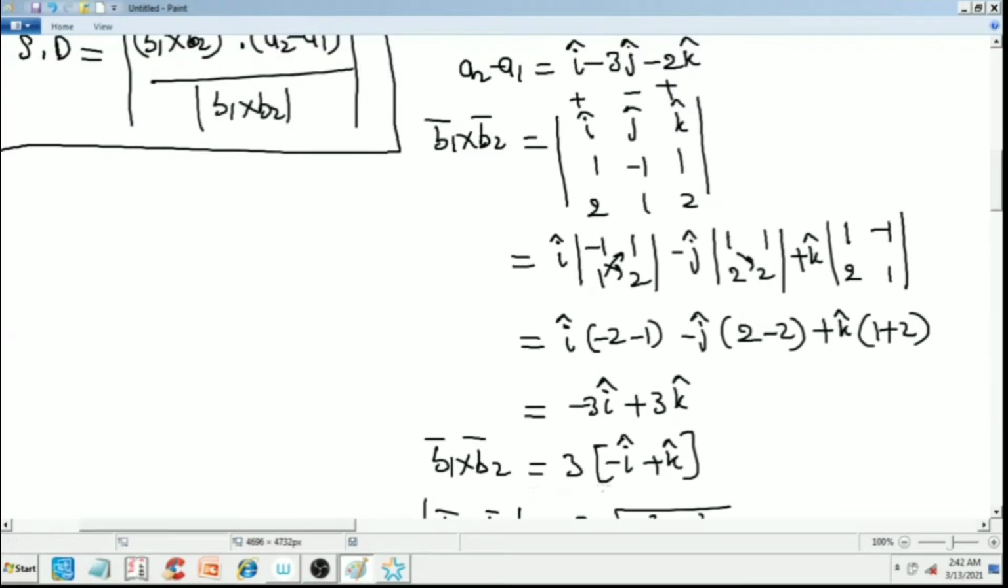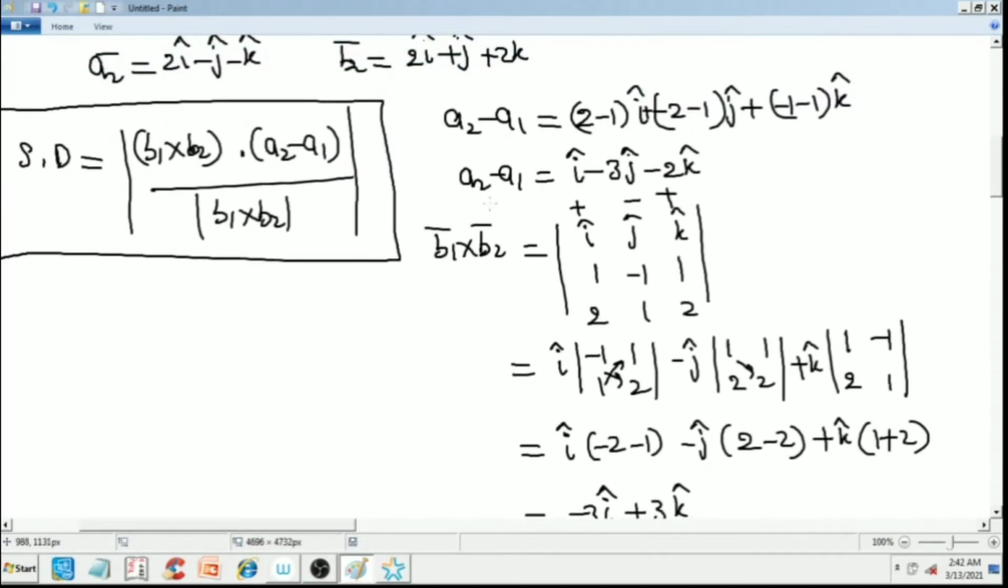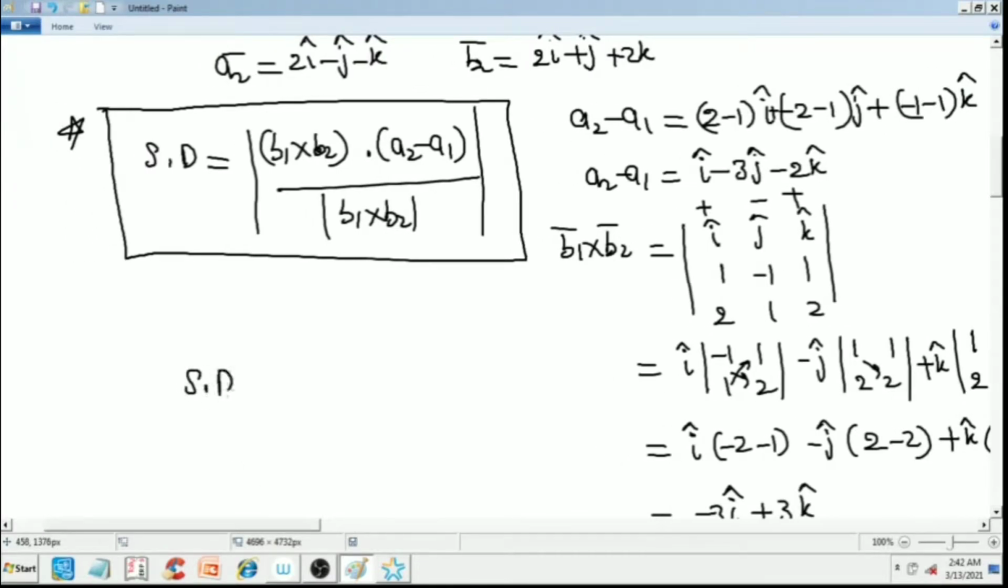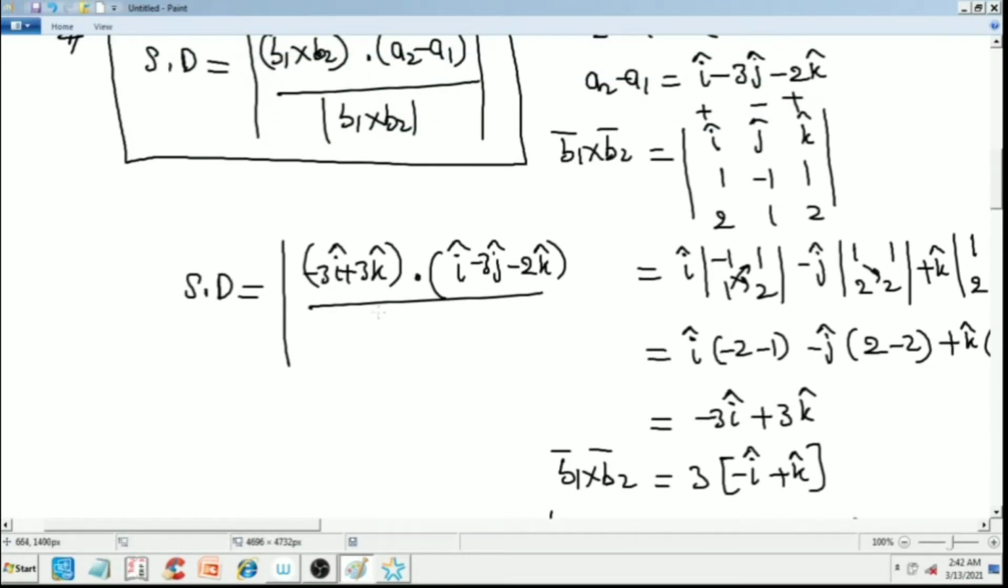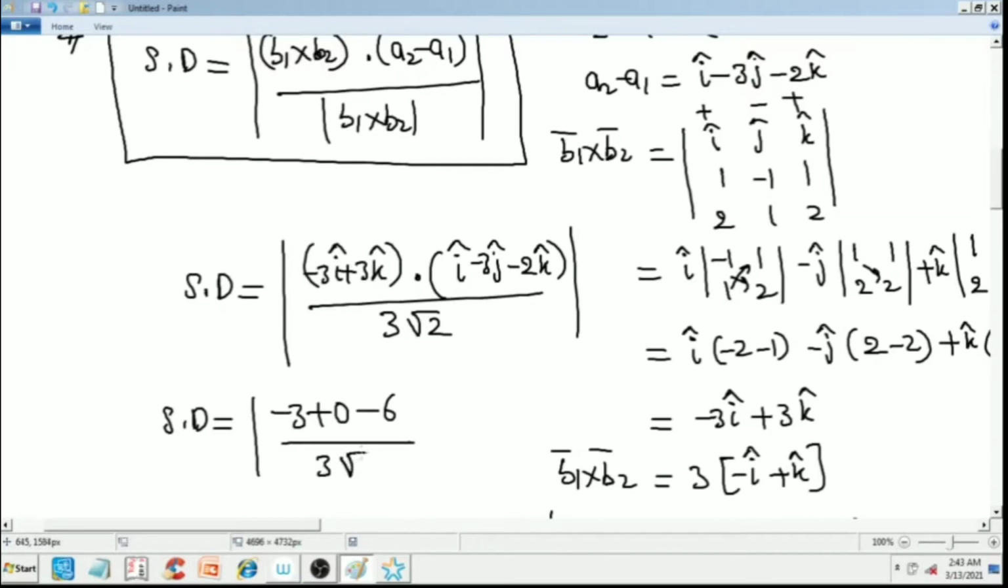We have b1 cross b2 and a2 minus a1, so we can substitute now. The shortest distance is b1 cross b2, which is minus 3i plus 3k, dot product with a2 minus a1, which is i minus 3j minus 2k, divided by the magnitude of b1 cross b2, which is 3 root 2. Multiply the i, j and k coefficients: minus 3 into 1 is minus 3, the j coefficient is 0 times something, which is 0, and 3 into minus 2 is minus 6. So we get minus 6 by 3 root 2.